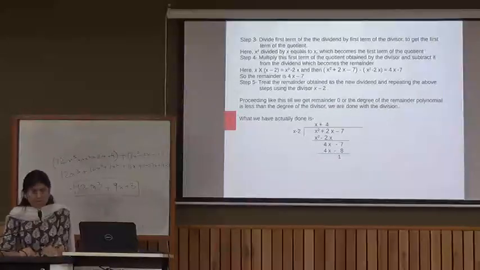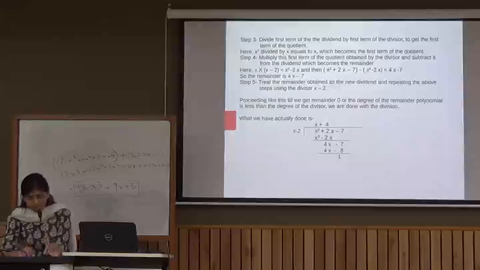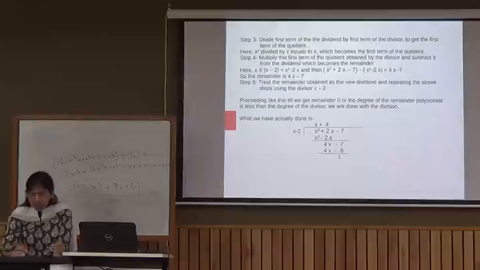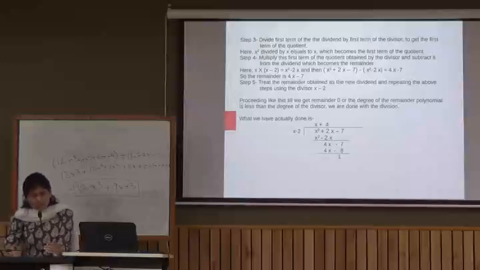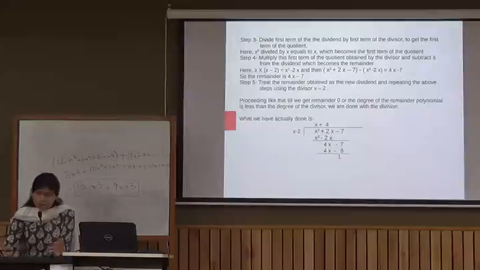Now this 4x minus 7, the new remainder, should be equal to 0, or the degree of this remainder polynomial must be strictly less than the degree of the divisor. Here the degree of the divisor is clearly 1, that is of a linear polynomial. Therefore we have to continue with the division. So again, this new remainder becomes the new dividend, and similar steps are performed till the time we get the remainder as 0 or a certain number whose degree is less than the degree of the divisor.